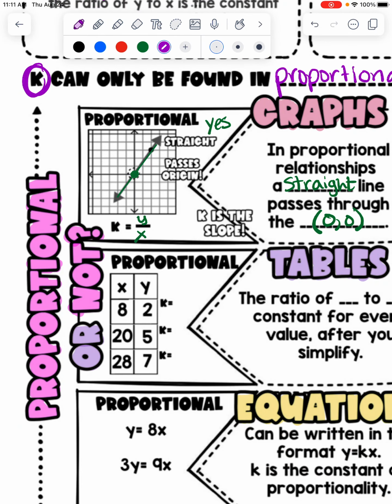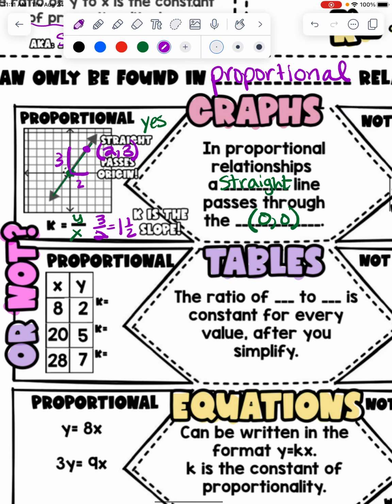So you can just find a point on this graph where you're positive you know exactly the points it's going through, like maybe this one is over 2 and then up 3. So this point right here is the point 2, 3. We know 2 is the x and 3 is the y, so we're going to divide the y by the x, which is 2. And that would be our constant of proportionality, 3/2 or 1.5. It's also the slope. We learn more about slopes of lines next year, but the constant of proportionality in this case would be y over x, which is 3/2 or 1.5.